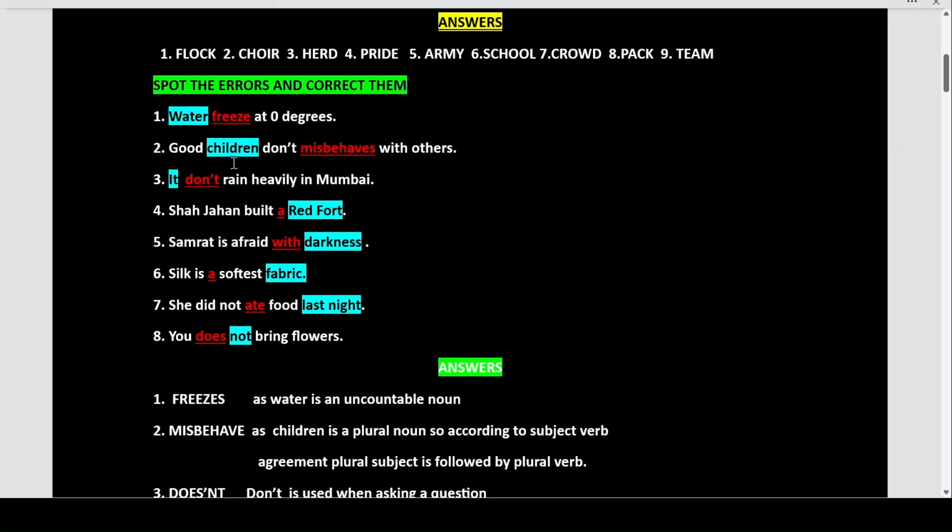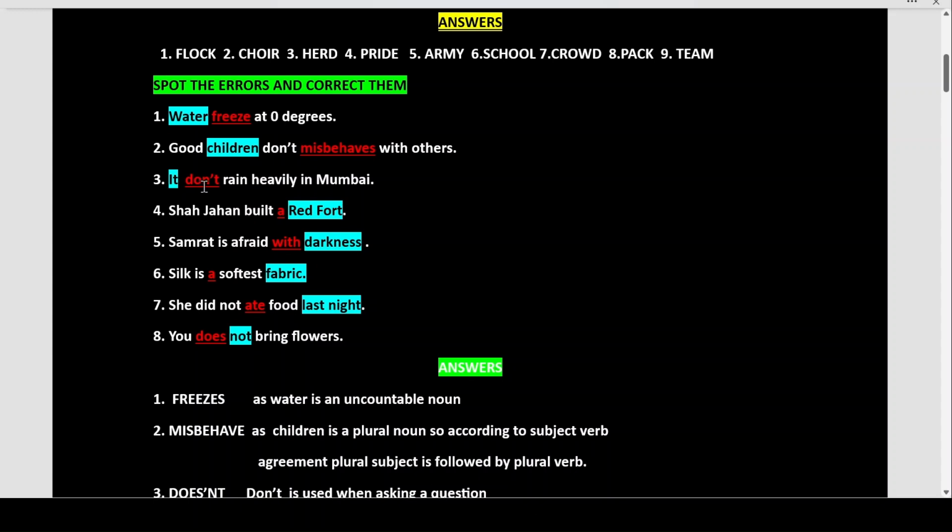Second, good children don't misbehave with others. Again, we will apply subject verb agreement over here, which says that singular subjects are followed by singular verbs and plural subjects are followed by plural verbs. Since the subject here is children, which is plural, it will be followed by misbehave, which is a plural verb. Misbehaves is a singular verb. Okay, so this sentence will become good children don't misbehave with others.